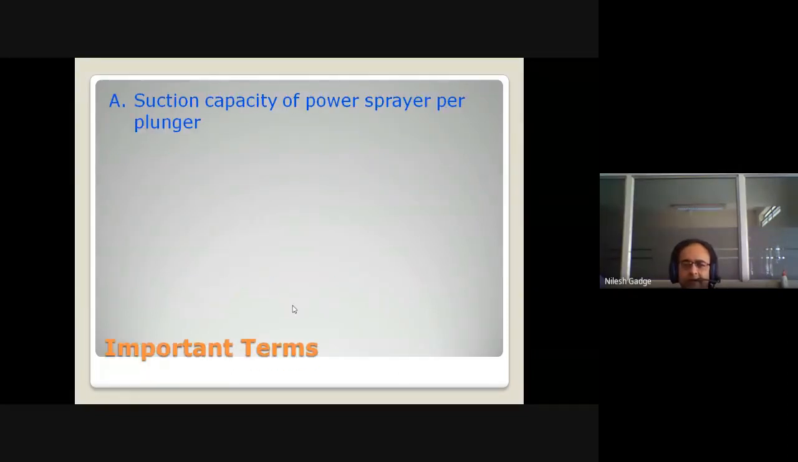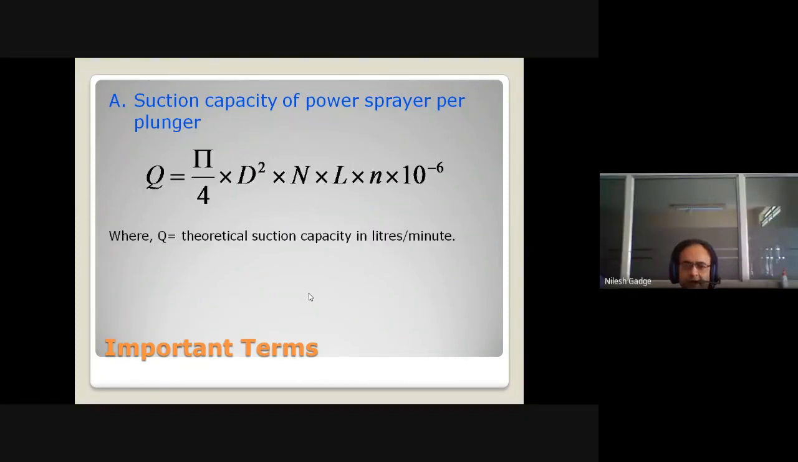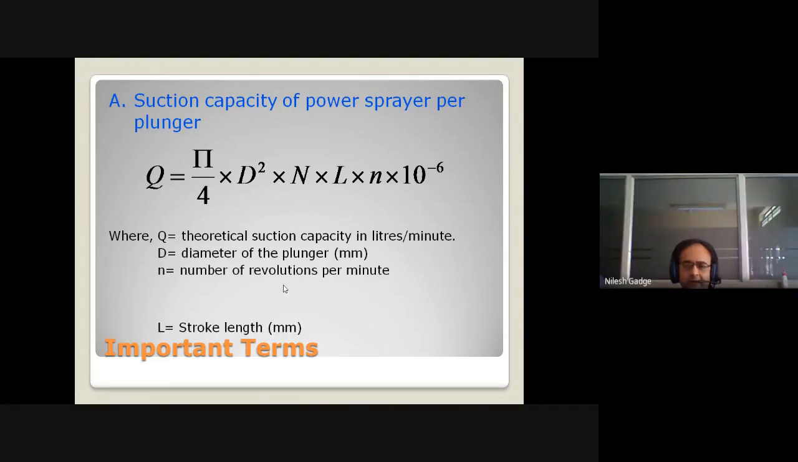Then there are some important terms. These important terms you have to write in your notebook. So take the notebook and write these important terms because we have to solve some problems on them. Suction capacity of power sprayer per plunger, Q is equal. Write this in your notebook because these terms or formulae we have to use to solve the examples. We have to solve 2 or 3 examples on these terms. There are 3 or 4 terms or formulae. So write them down quickly and let me know when you have finished, so that I will start solving the problems.